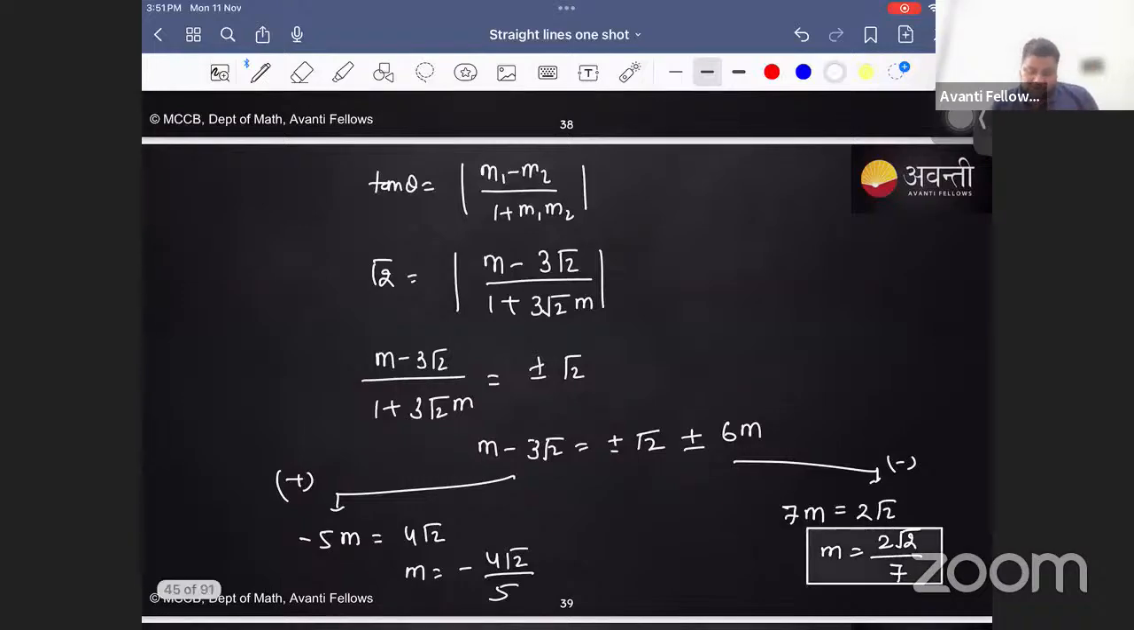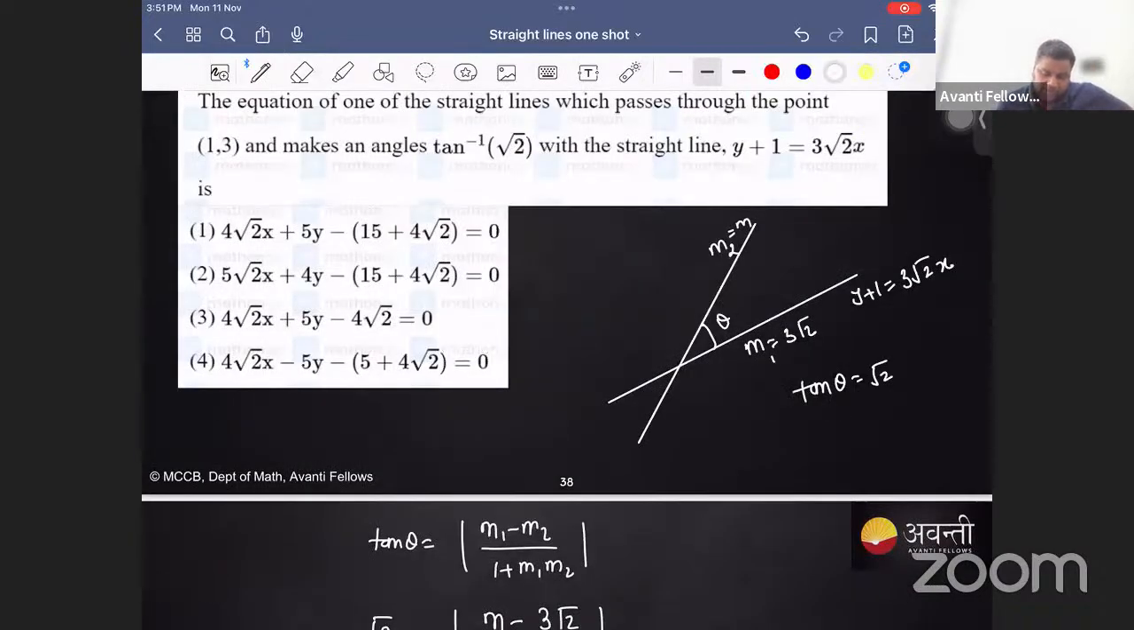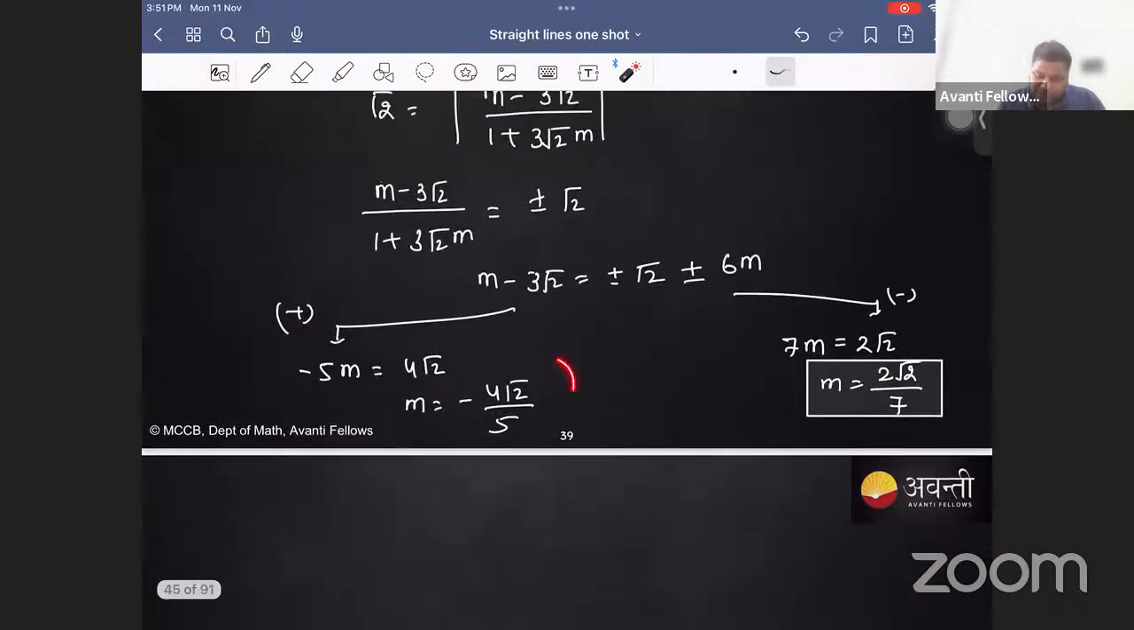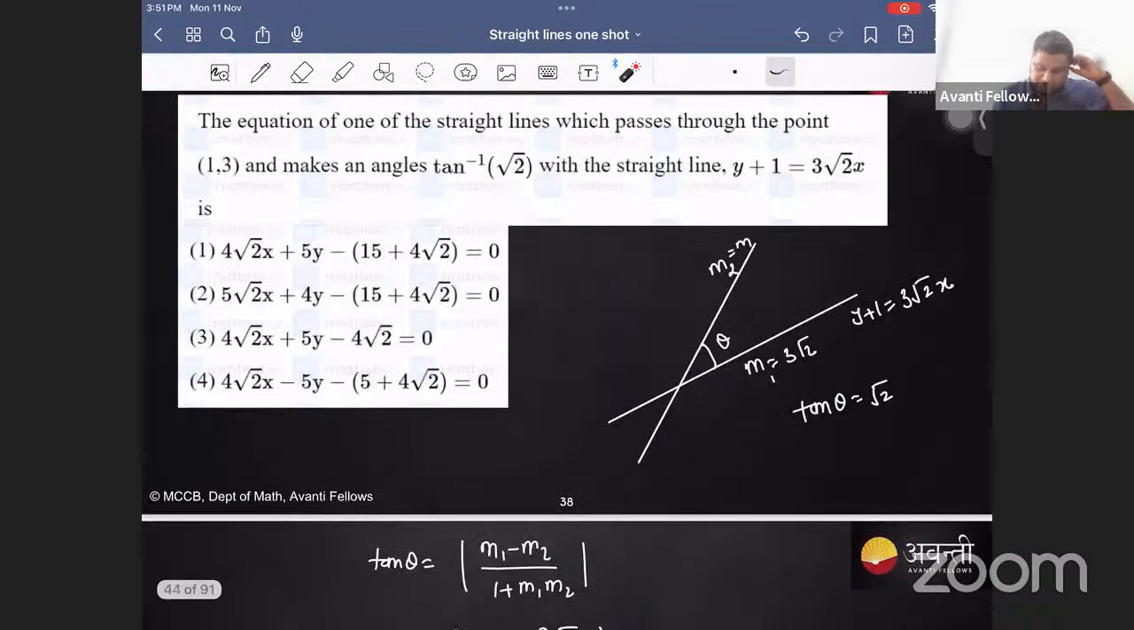Got it? Now the options they are making, the options of the slope are 4 root 2 by 5, minus 5 root 2 by 4, 4 root 2 upon 5 with negative sign, and 4 root 2 by 5. Slope, according to me, is minus 4 root 2 by 5. So the minus 4 root 2 by 5 option is correct, either in the first option or in the third option. All right. So I will consider these two.